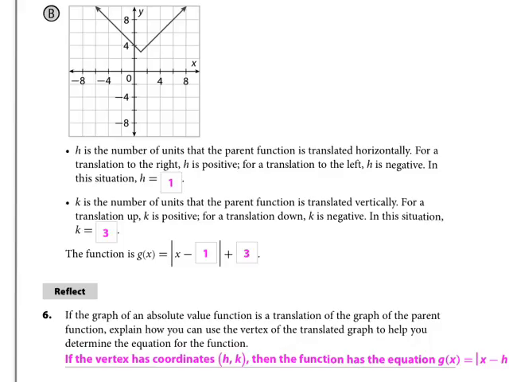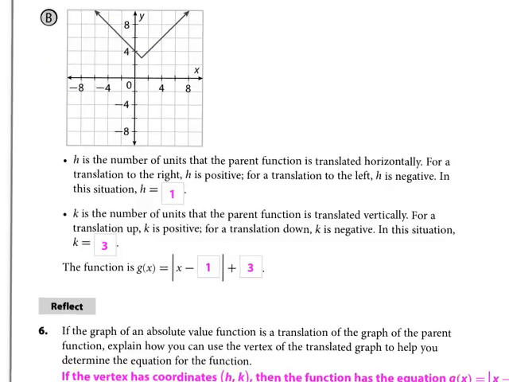Okay, I'm going to help you with B here. Okay, B is on page 592. So find 592 in your textbook so that you can write with me. Okay, we're looking at the graph of g of x. So you can see here that I'm looking at these two numbers. And this is the graph of g of x.